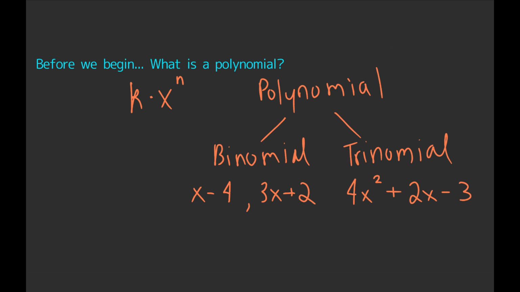So just to sum it up, binomials and trinomials are types of polynomials, and a polynomial is an expression where every term is k times x to the n power, and k is any number while n is a positive integer.